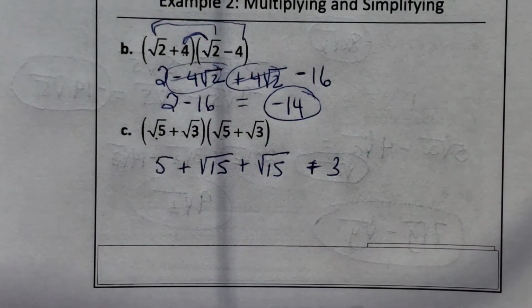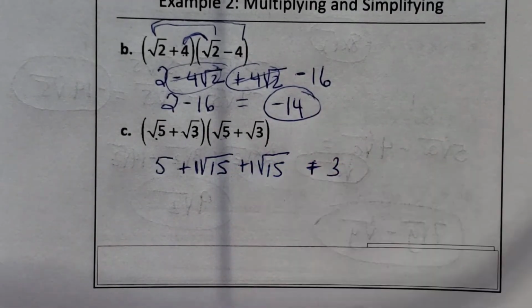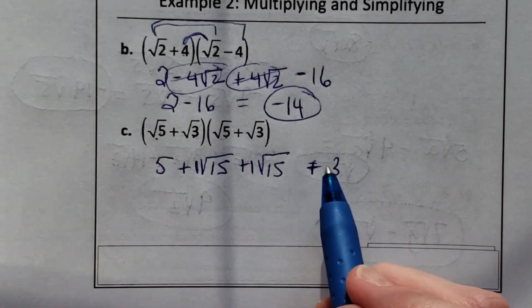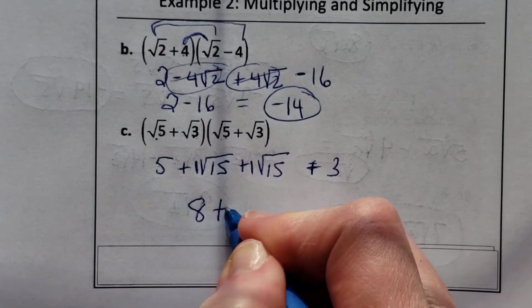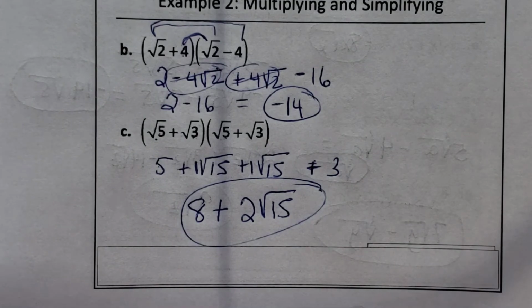So now 15 can't be simplified. It doesn't have any factors that are perfect squares. So this is 1 square root of 15 plus 1 square root of 15. So 5 plus 3 is 8 plus 2 square roots of 15. And that's our answer.